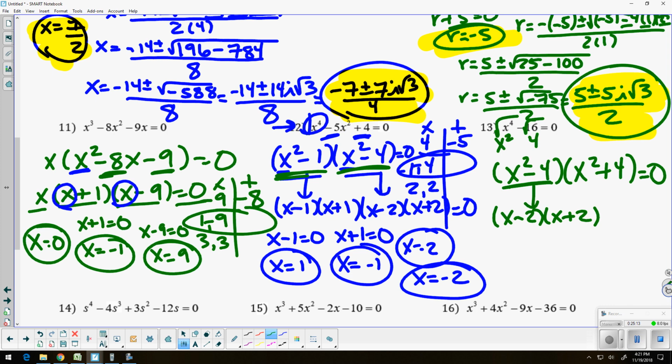There is no such thing as a sum of squares. There's only a difference of squares. There's a sum of cubes and a difference of cubes, but not when it comes to squares. So this will just stay x squared plus 4. Okay, so now we have everything completely factored.